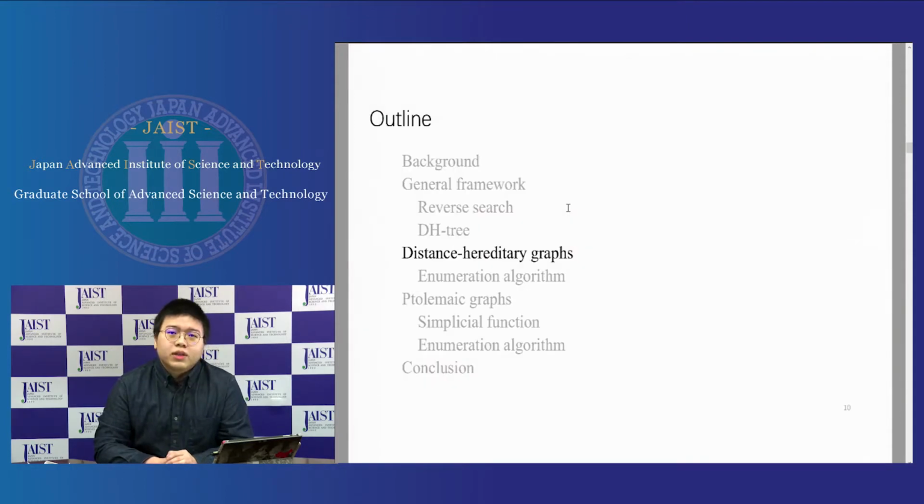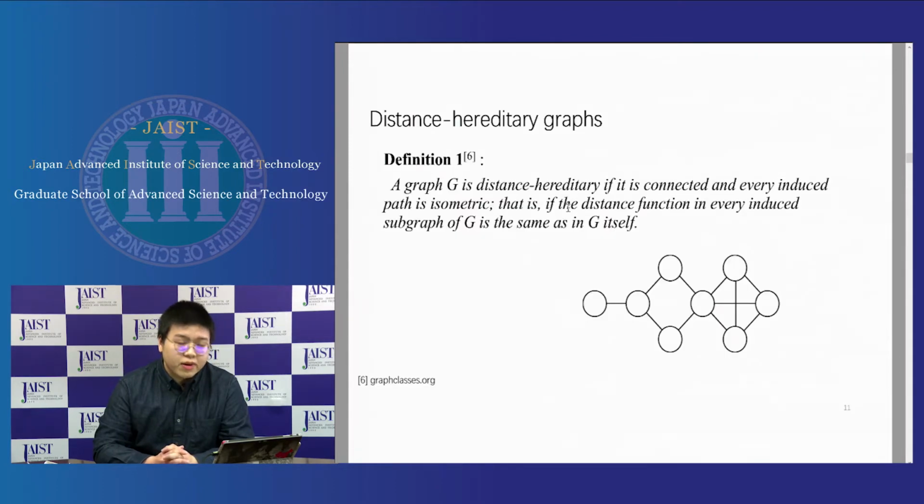Now let's start with our first graph class today, which is called the distance hereditary graph. Here we first give the definition of distance hereditary graphs. A graph G is distance hereditary if it is connected and every induced path is isometric. That is, the distance function in every induced subgraph of G is the same as in G itself. And here we give a simple example of a distance hereditary graph.